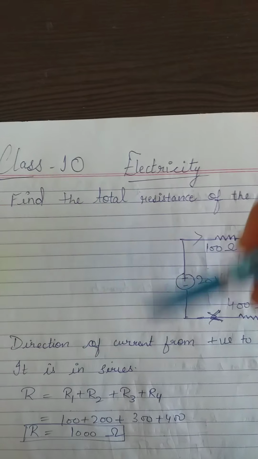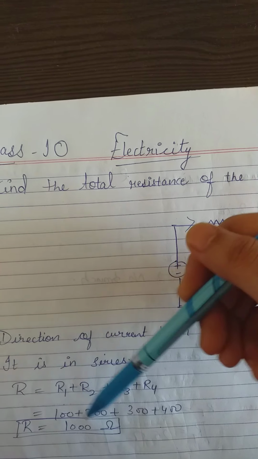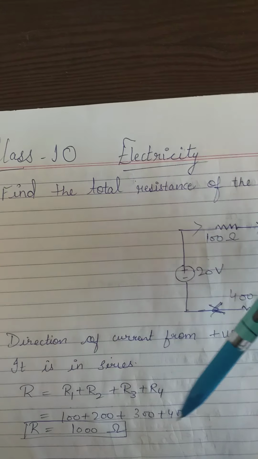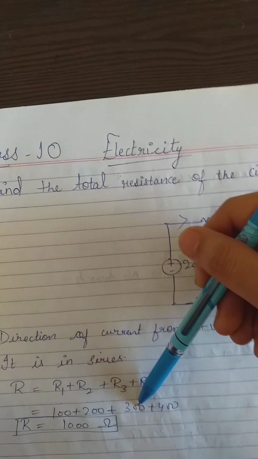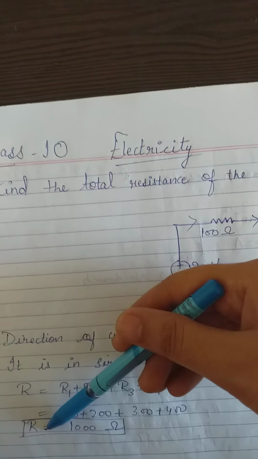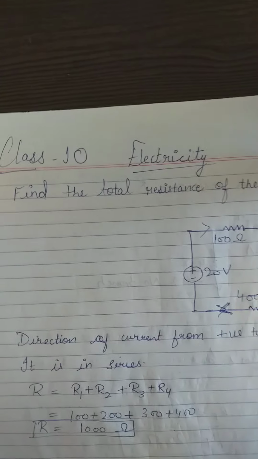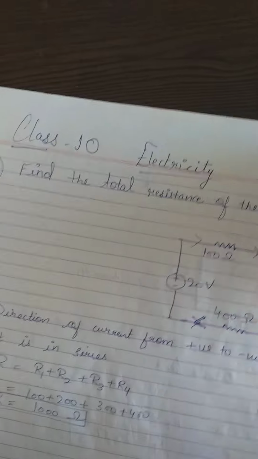In the case of series, the formula is very simple. You just have to add the resistances: 100 plus 200 plus 300 plus 400, which comes out to be 1000 ohm. It refers to the total resistance of this circuit. Clear? Next, move to the next numerical.